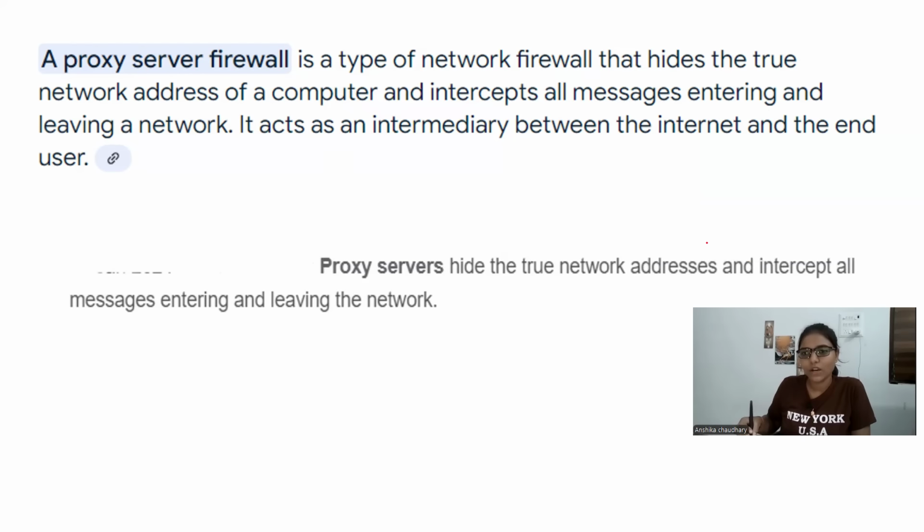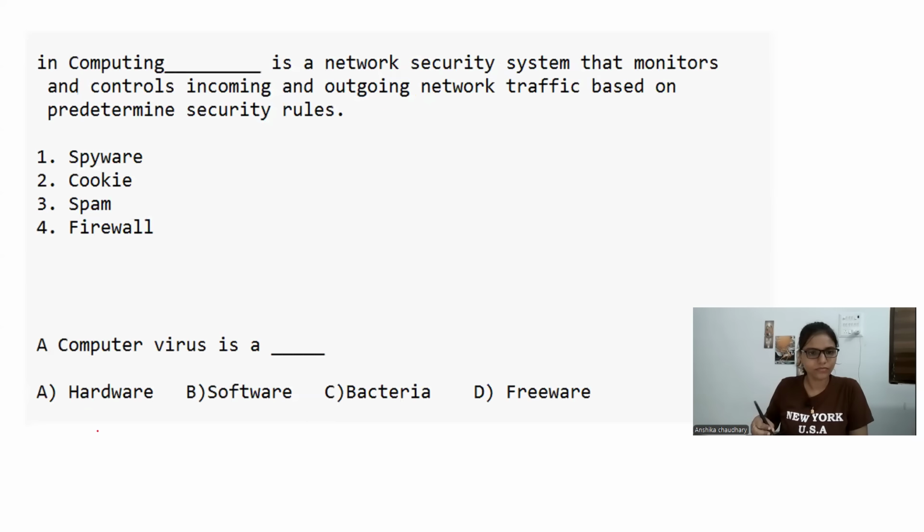All right. Now the next is, in computing, a network security system that monitors and controls incoming and outgoing network traffic based on predetermined security rules. So this helps with firewalls, right? In computing, a firewall is a network security system that monitors and controls the incoming and outgoing network traffic based on predetermined security rules or safety rules.